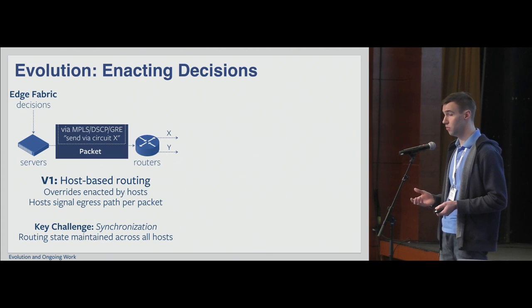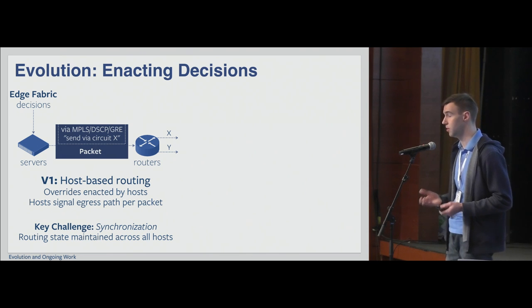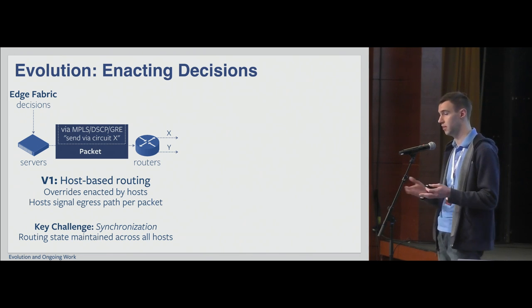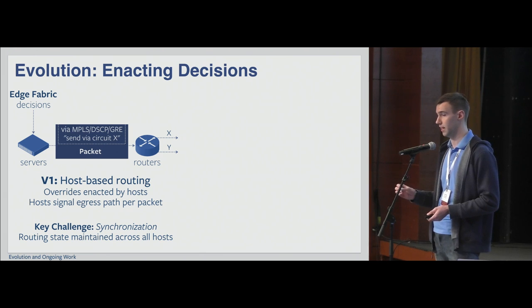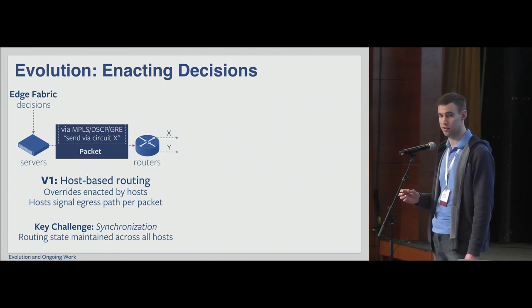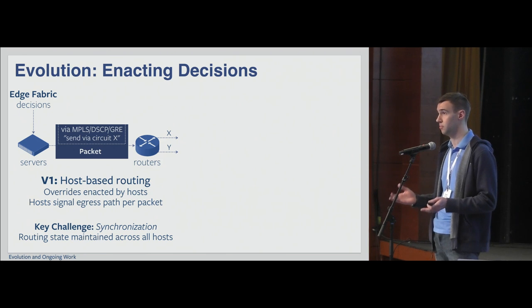So in this model, what Edge Fabric would do is it would inject its decisions directly into our servers. And then our servers would use MPLS, DSCP, or GRE, depending on the generation of Edge Fabric this was, to signal to routers at the edge of our network, send this packet through Circuit X. Now, a key challenge there is maintaining synchronization. You have to keep routing state maintained across all of your hosts. And if, let's say, circuit X disappears, my servers need to know that now that it's no longer a valid option for them to route traffic via.